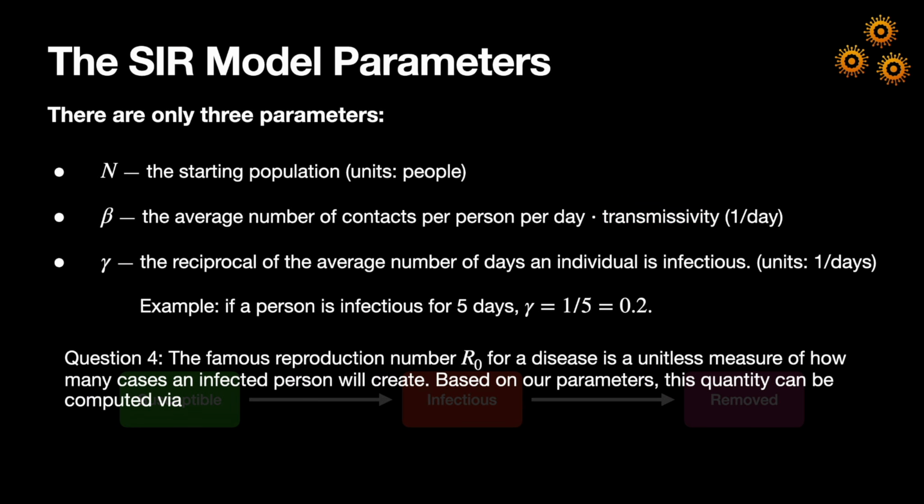Okay, and then my final question has to do with the famous number R-naught for a disease. This is a unitless measure of how many cases an infected person will create. For example, the measles is highly contagious, and I think the R-naught value for the measles, maybe it varies at different moments in history, is about 15. What that means is if a person is infected and they're surrounded by susceptible people, so it's a vulnerable population, they would be expected to create 15 new cases of the measles. What we're measuring there is a number of people, so again, this is like a dimensionless quantity. Can you figure out how to compute the R-naught value based on the parameters written down on this slide?